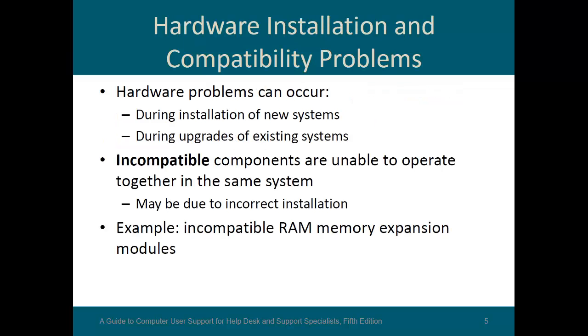Hardware installation and compatibility problems. Hardware problems can occur during installation of new systems or upgrades of existing systems. Incompatible components are unable to operate together in the same system, and this may be due to incorrect installation or just incompatibility issues.